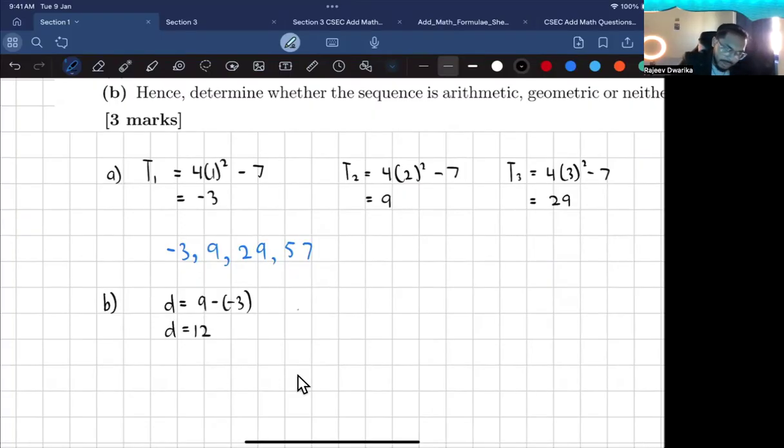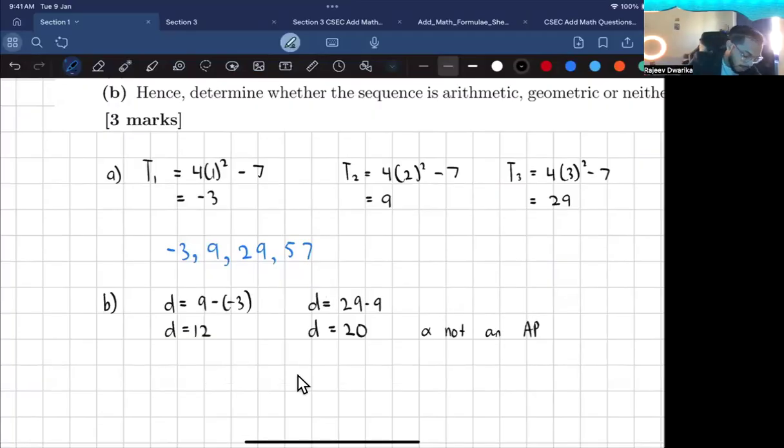Let me try it with 2 other terms. Give me 2 other terms to try it with. 29 minus 27. No, you have to be very careful. Not 27. 29 minus 9. What is 29 minus 9? 20. 20, right? So if you look at that, do they have a common difference? No, so this is not an AP.